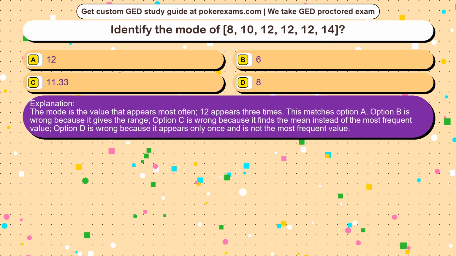Option B is wrong because it gives the range. Option C is wrong because it finds the mean instead of the most frequent value. Option D is wrong because it appears only once and is not the most frequent value.